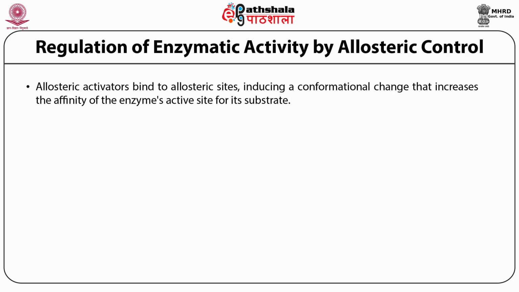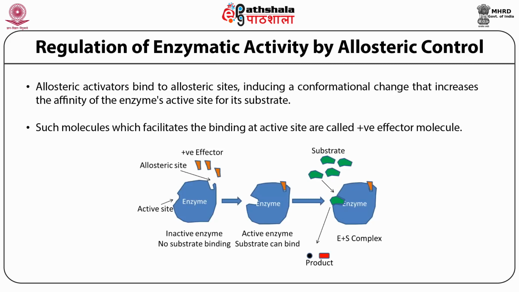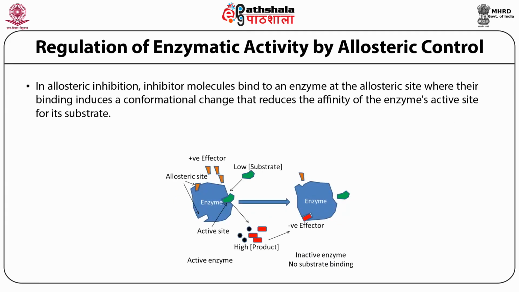If you see in this reaction, these saffron-colored effector molecules are positive effector molecules. When they bind on the allosteric site, it changes the conformation of the active site, where E is written in the enzyme. This changed conformation of the active site is very facilitative for substrate binding, so enzyme-substrate complex formation can take place very nicely just by the binding of this effector molecule. It is called a positive effector because it facilitates the binding of substrate on the enzyme.